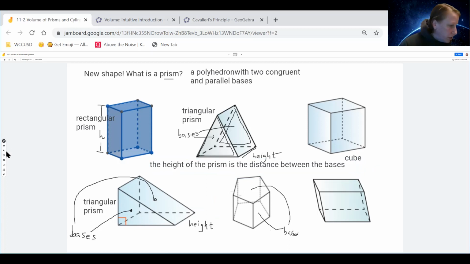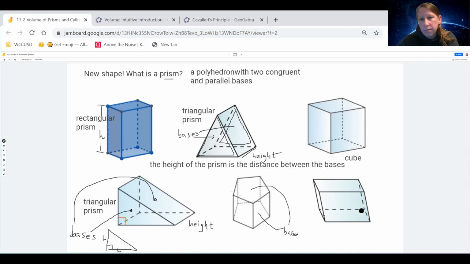Now, hold on just a second. The triangle is the base, right? I'm going to draw this right triangle. I'm going to pretend I took it and this is this shape here. This triangle, this base, also has a height and a base. This little height is not the height of the prism. It's the height of the base, which sometimes you need. So you got to be careful.